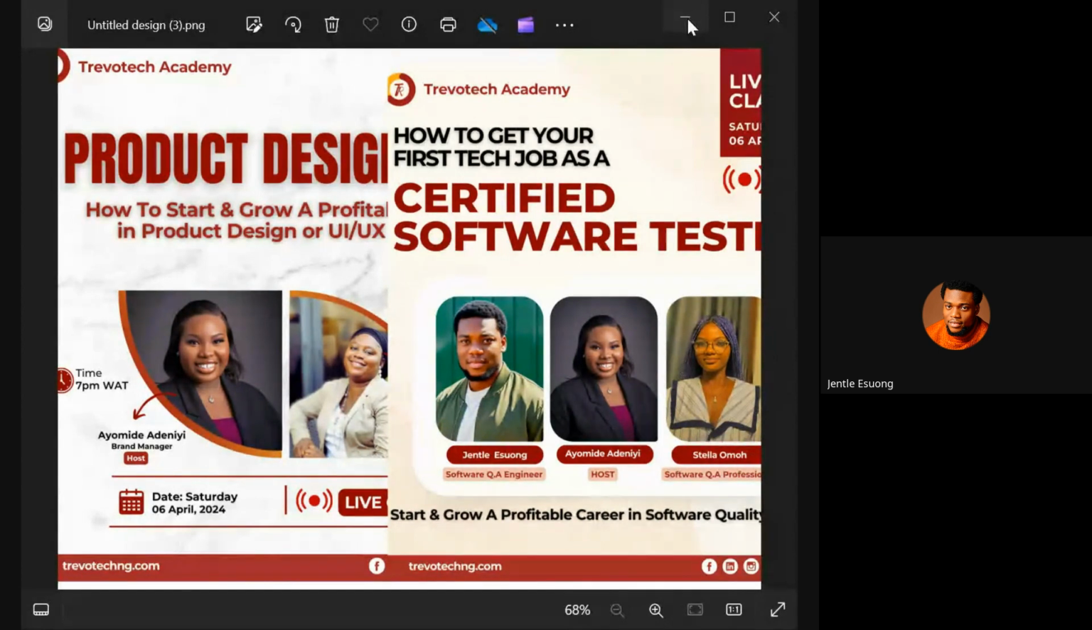Nice point. Thank you so much, Gentle, for that. So it means that since there's a bit of difference, and it seems like QA is like the daddy, then software testing is under QA. So it means that Stella is a grandmama because she's doing both.